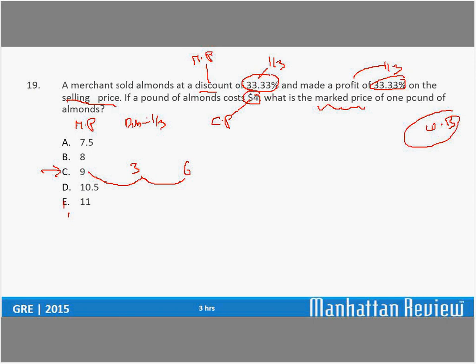And the merchant made a profit of 1/3 on the selling price. On this, he has to make 1/3 profit. Again, 1/3 on this is how much? $2. So this is the profit he made. If you remove this profit from this, what are you left with? You're left with $4. $4 should be the cost price. Even in the question, we know $4 is the cost price. So the answer should be C.